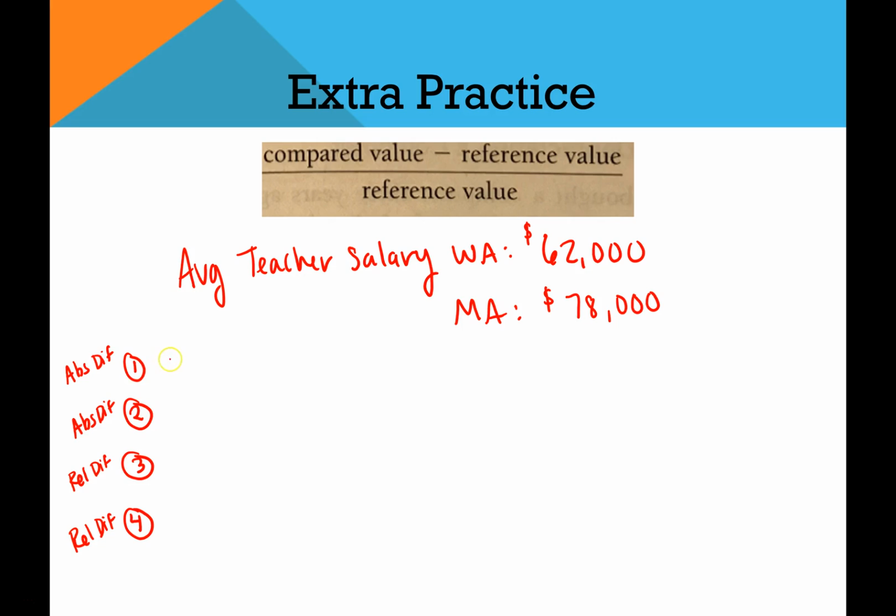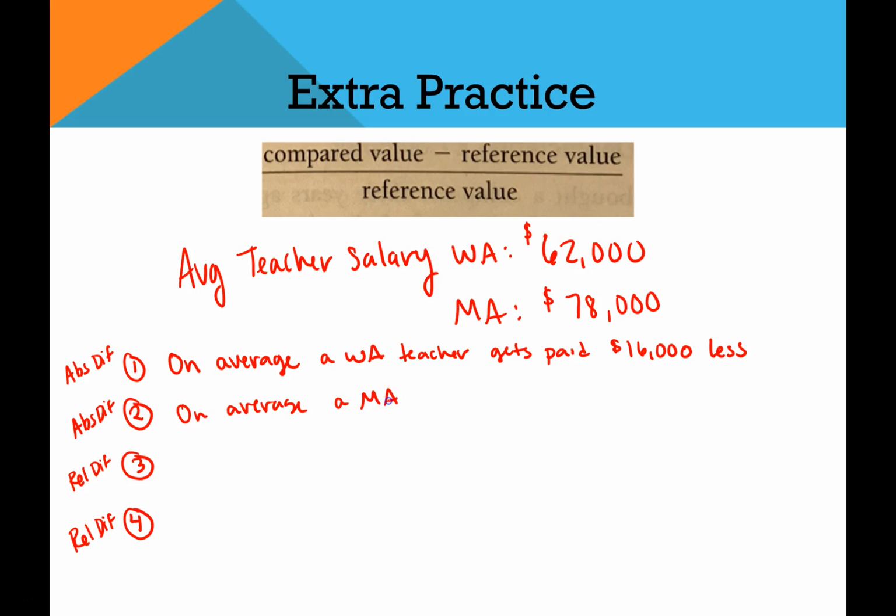So I would say, on average, a Washington teacher gets paid $16,000 less. And all I've done is subtracted those two numbers. And you can also say vice versa. On average, a Massachusetts teacher gets paid $16,000 more. And if you subtracted those, you would have gotten a positive number if you subtracted in the right direction.